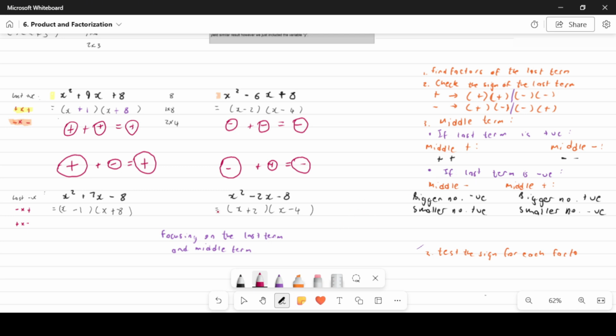Let's look at the second one. If the last term is negative, which is what we have here, and the middle term is negative, which is what we have here, then you'll have the case where the bigger number will be negative, smaller number will be positive. If the last term is negative and the middle term is positive, then the bigger one will be positive and the smaller one will be negative. I've already explained that in detail. And that is how you solve trinomials with the highest degree of 2 and the leading coefficient of 1. Right? Now, we'll work with tons of examples and we will just emphasize these ideas.